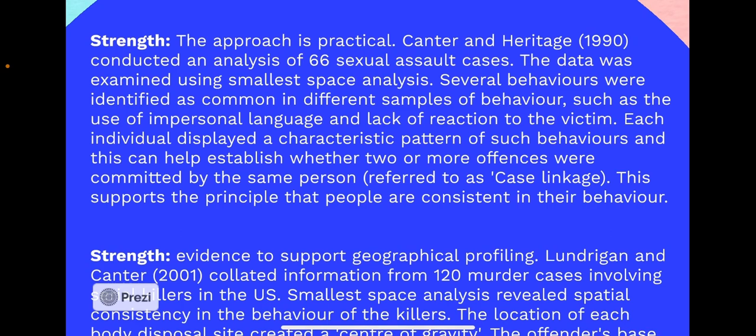So they found with sexual assault cases that there were similar behaviours happening, and these behaviours were a use of impersonal language and a lack of reaction to the victim. So you can see that these patterns are something that's consistent across a specific type of crime.